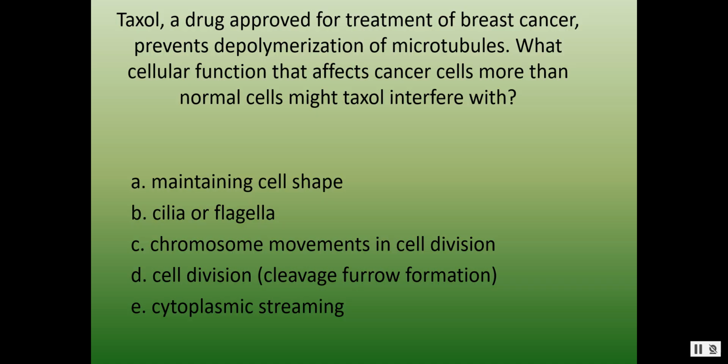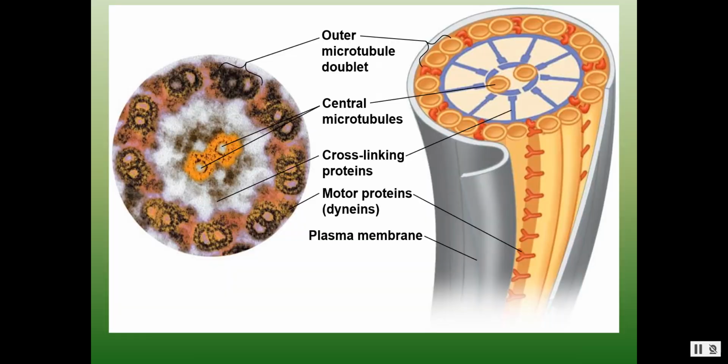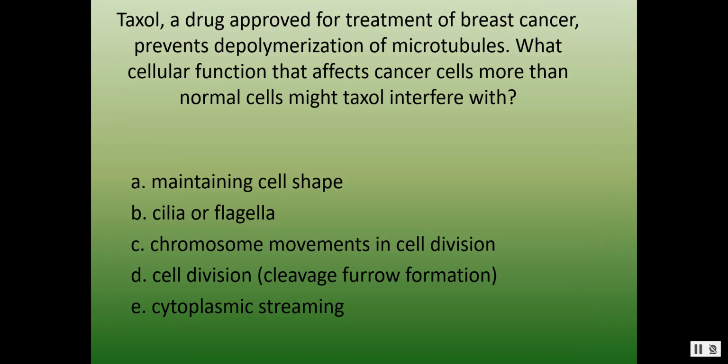If it's going to interfere with the chromosome movements in cell division, that's going to mean that the cell cannot divide, right? So here we are, microtubules. What does a microtubule do? Cell motility and chromosome movement. If we're going to prevent chromosome movement, we're going to prevent the cells from dividing. If we prevent the cells from dividing, we are going to be able to prevent cancer from spreading, right? That's how Taxol works.